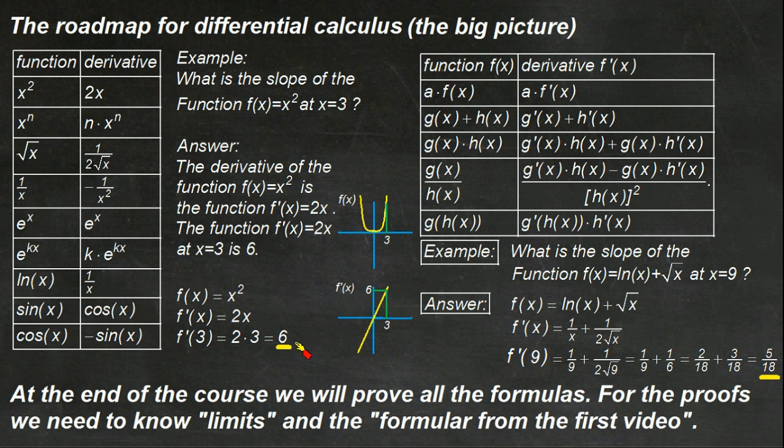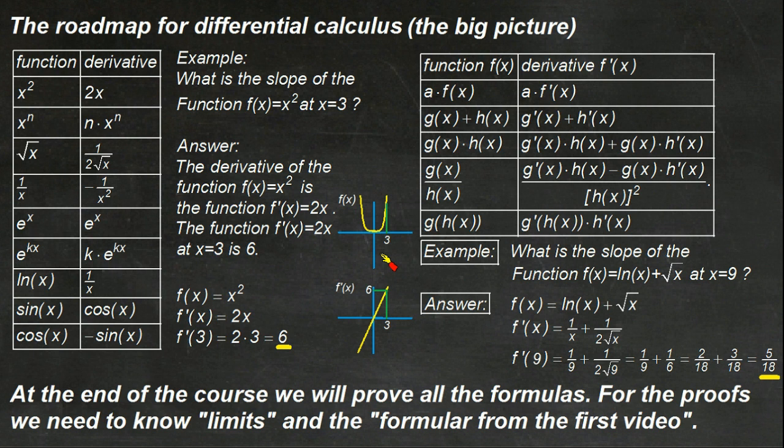The solution is 6. And what does it mean when we say the solution is 6? It means the slope of the curve is 6 if x equals 3. The slope of the curve is 6 when x equals 3.